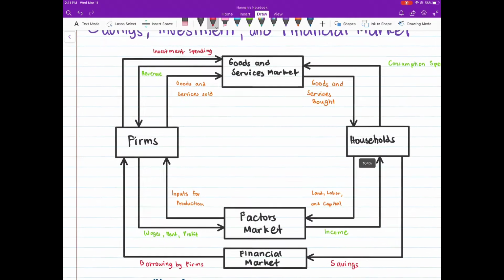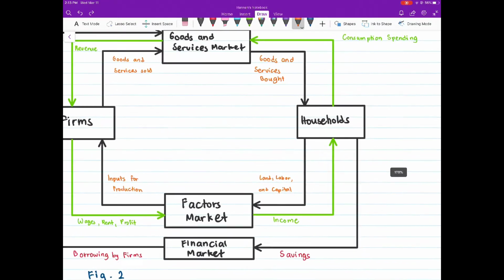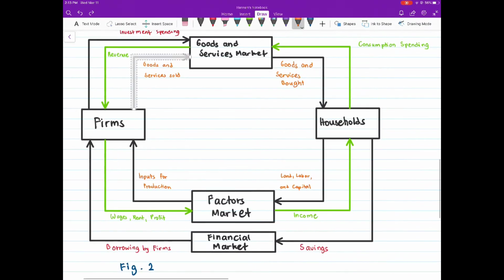Okay, maybe it's a lot easier if I color in the arrows. Would that be easier for you guys? Let's just see. So I tried it out and I think it's gonna be a bit too messy. So maybe let's just not do that.